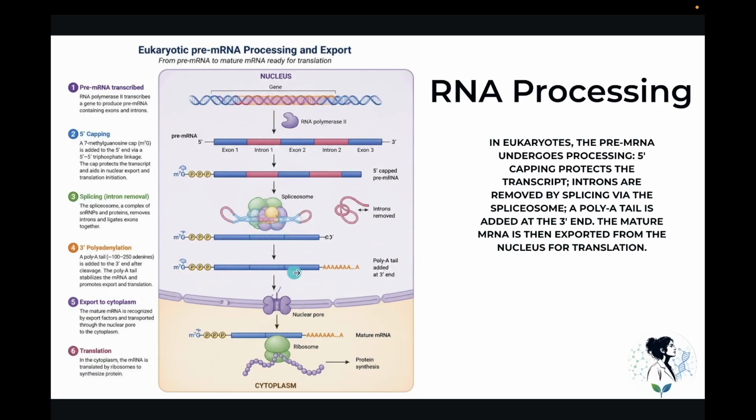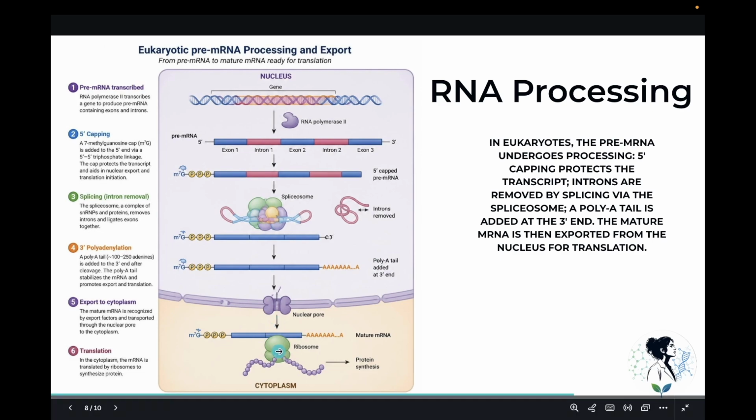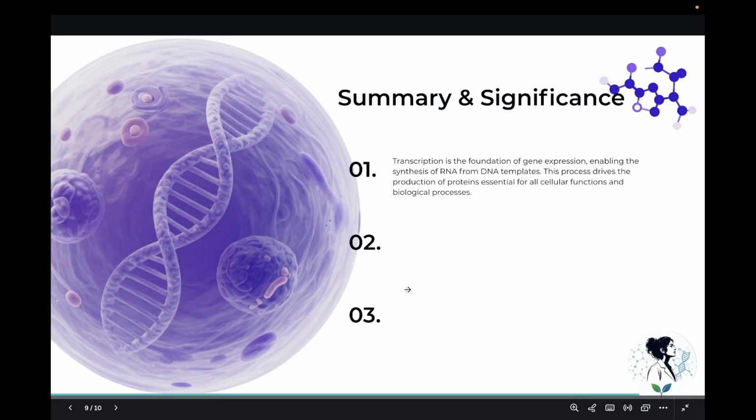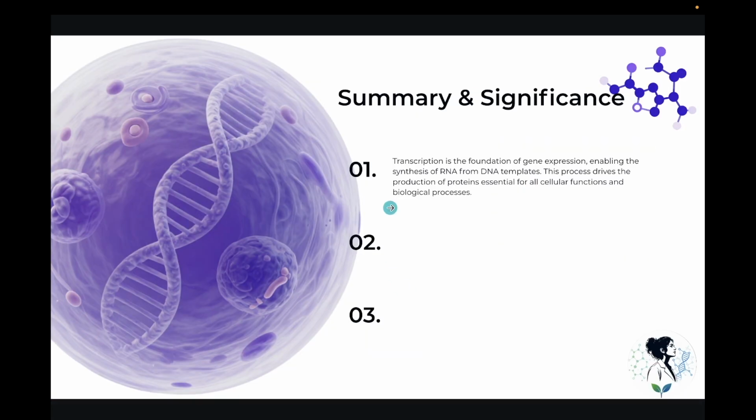It is then followed by addition of a poly A tail at the 3' end. This is actually the mature mRNA which is transported out of the nucleus into the cytoplasm for the formation of protein. Now let's summarize what we have studied.